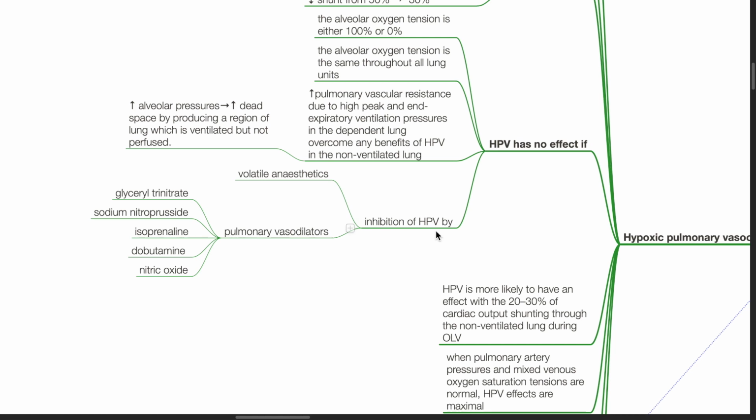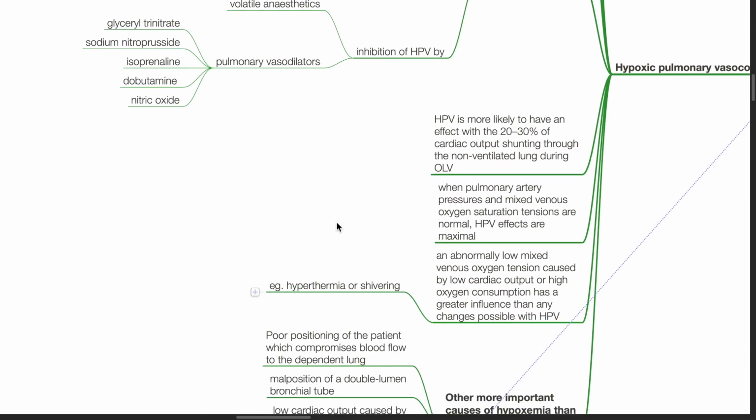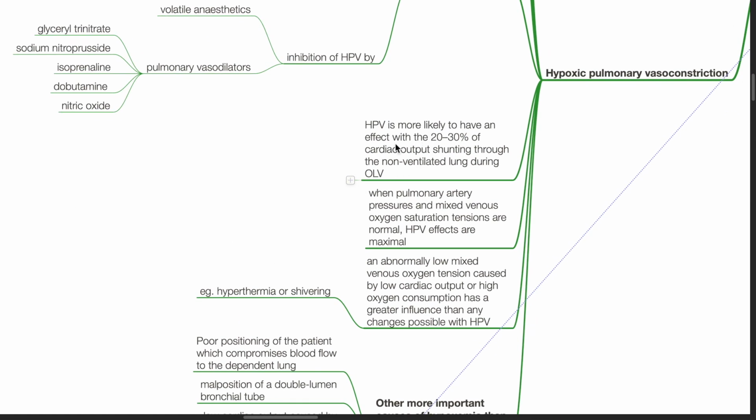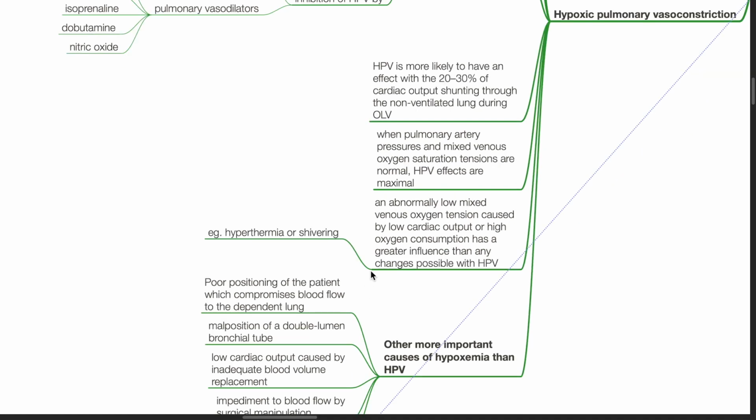HPV is inhibited by volatile anesthetics and pulmonary vasodilators such as glyceryl trinitrate, sodium nitroprusside, isoprenaline, dobutamine, and nitric oxide. HPV is more likely to have an effect with the 20 to 30% of cardiac output shunting through the non-ventilated lung during OLV. When pulmonary artery pressures and mixed venous oxygen tensions are normal, HPV effects are maximal. An abnormally low mixed venous oxygen tension caused by low cardiac output or high oxygen consumption has a greater influence than any changes possible with HPV, such as during hyperthermia or shivering.